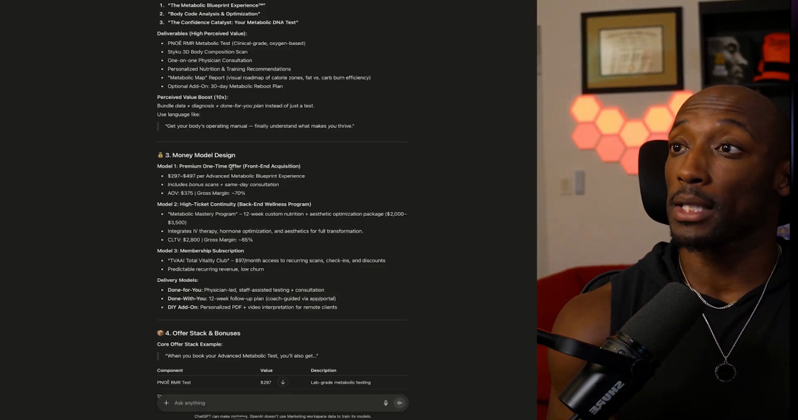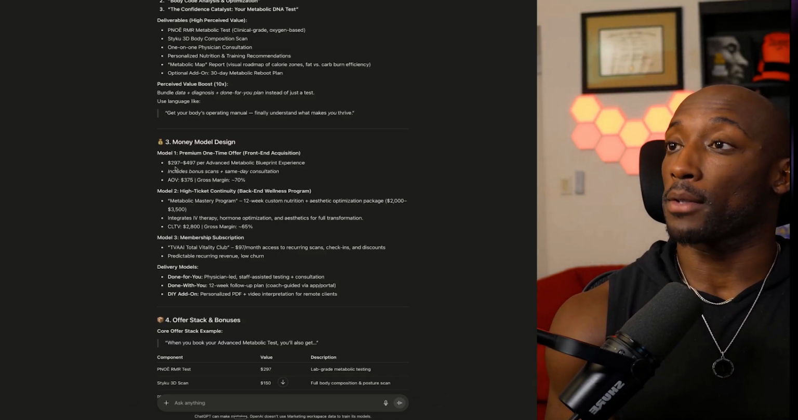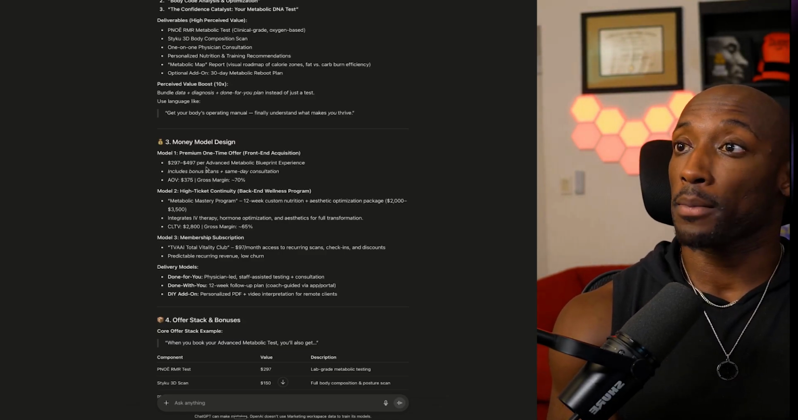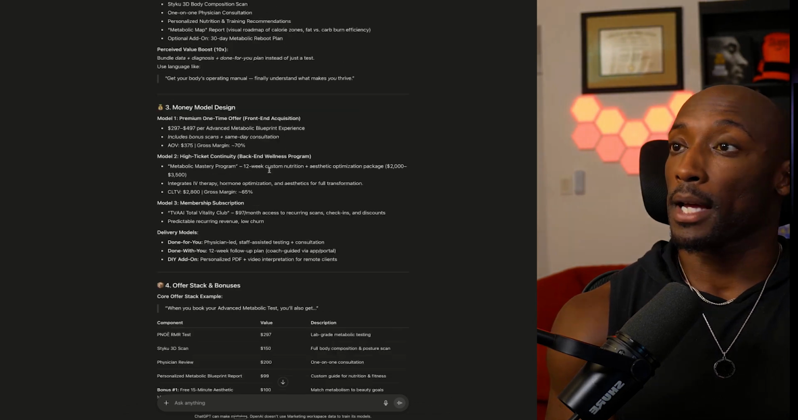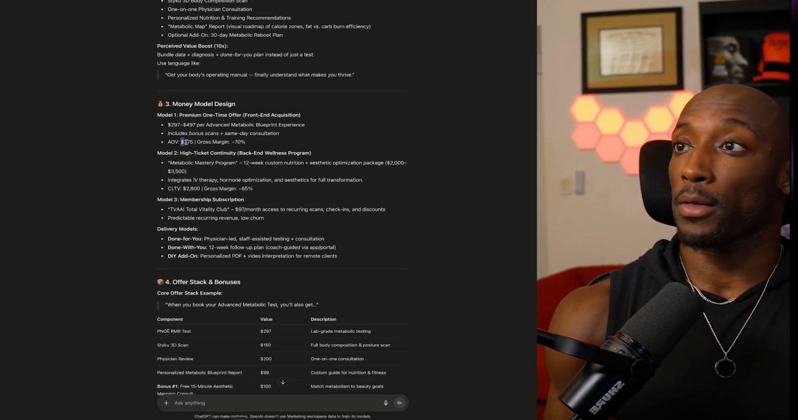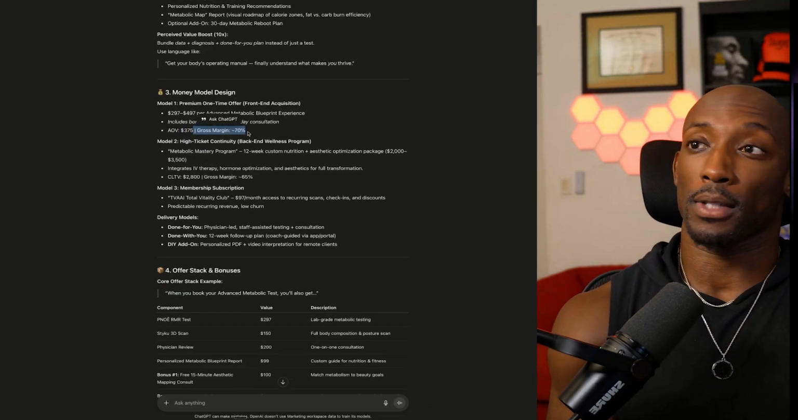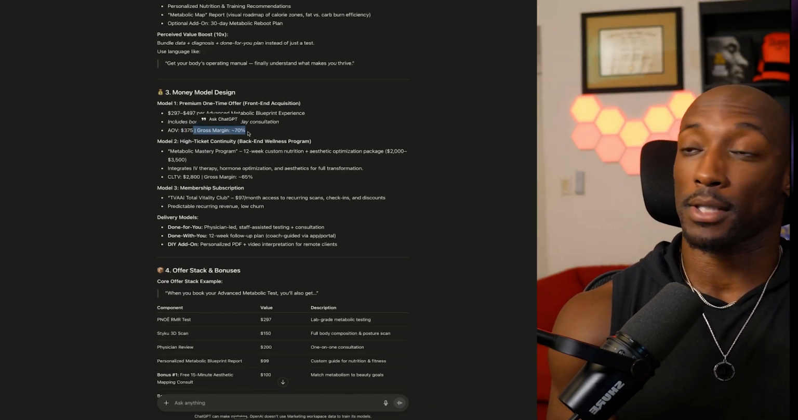So the premium one-time offer model is typically for front-end acquisition. You can have maybe $297 to $497 per Advanced Metabolic Blueprint Experience. And then you can get bonus scans, and the average order value might end up being around $375. So it's kind of between the two. And you have a high gross margin because you don't need much to deliver this stuff other than paying your staff and keeping your lights on.